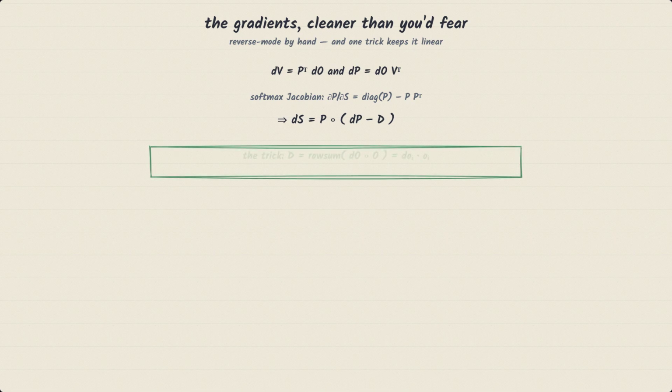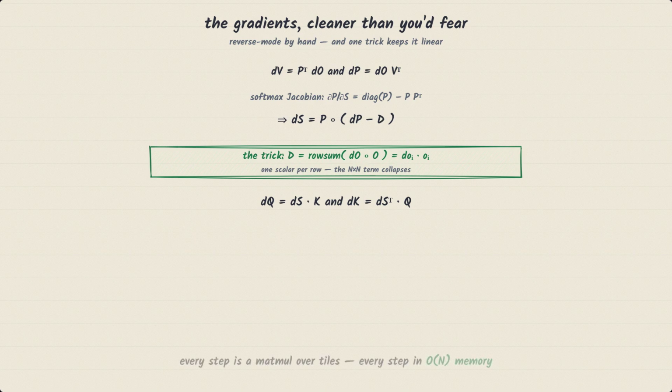Instead of forming a full n-by-n product for each row, it collapses to a single scalar, the row sum of dO elementwise O, which is just dO_i dotted with O_i. One number per row. With dS in hand, the input gradients drop right out. dQ is dS times K, and dK is dS transpose times Q. Every one of these is a matmul over tiles, no n-by-n array anywhere.